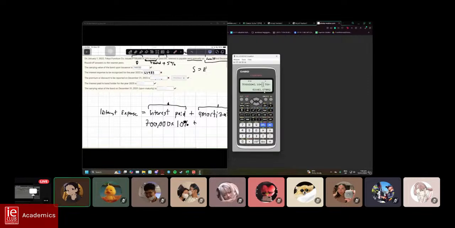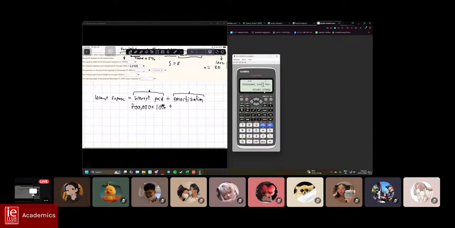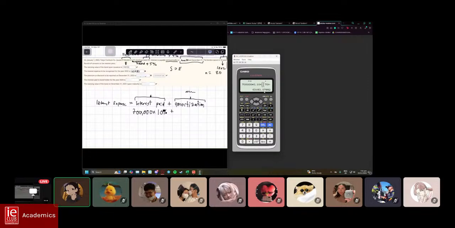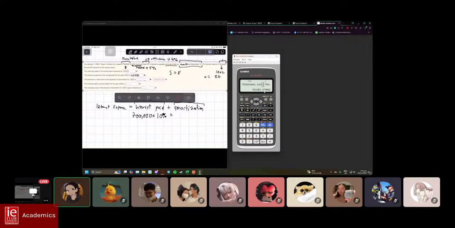Next. The premium or discount to be reported on December 31, 2023 is what? Since amortization equalizes the present value to the face value, it depletes the premium or discount over time. So we want to find the present value at December 31, 2023 and get the difference from the face value. That's the premium or discount at that time. We have June 30 and December 31 of 2022, and June 30 and December 31 of 2023, so 4 payment periods have passed.